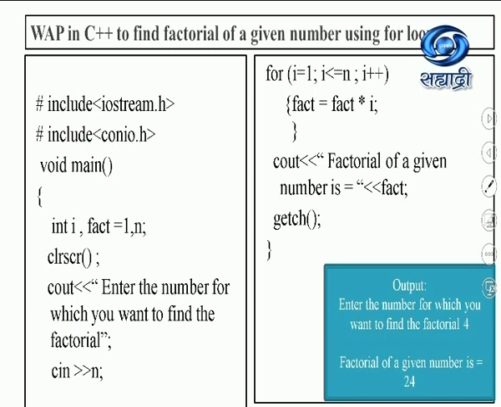i becomes 3. So 2 into 3, 6, that will be stored into fact. Then i becomes 4. So now 6 into 4, 24 is going to be stored into fact. i becomes 5. The condition i is less than or equal to n now doesn't suffice. So it will close the block and come to the next line. So the factorial of the given number is fact, and just now I told you it is the number 24, which is the factorial of the number 4. So this is how you write the program for the factorial of a given number.